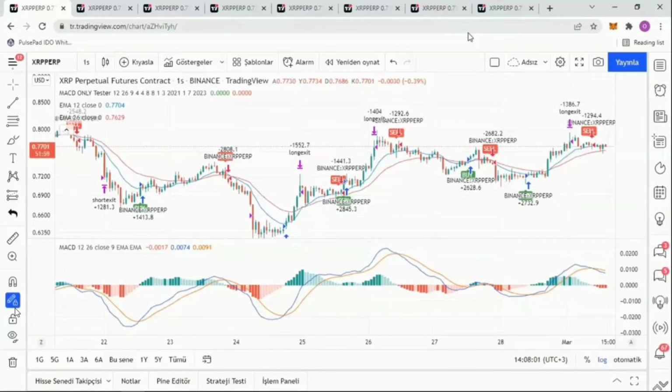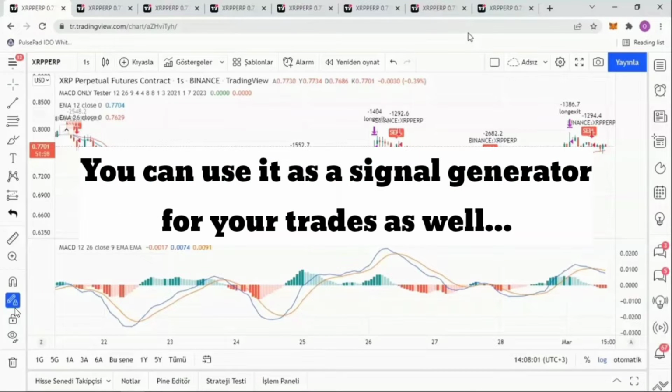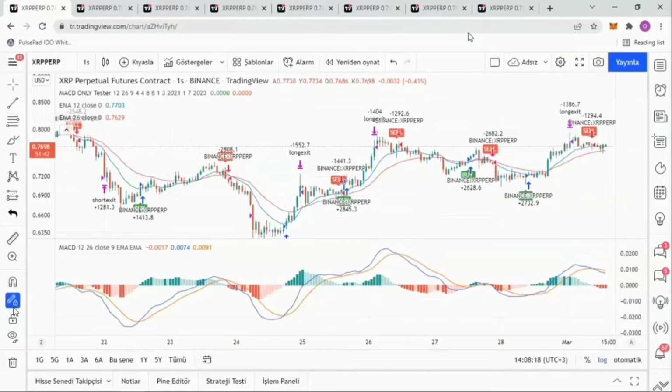You can use it completely for free to test this strategy on your favorite coin and on your favorite time frame. As a result, you will be able to find the most profitable indicator settings and risk reward ratio for you. But first, please make sure you watch the video and make sure you understand how you should use it. You can also use this backtester as a signal generator for your live trades. Let's give it a start.